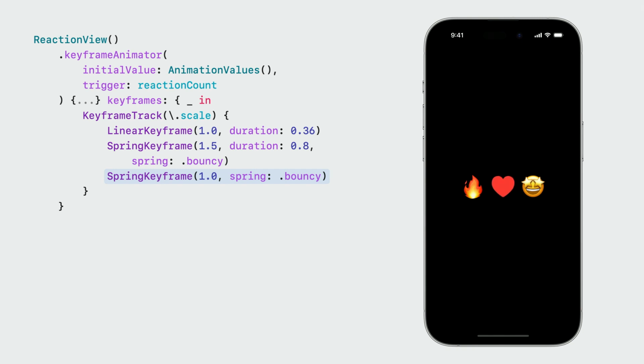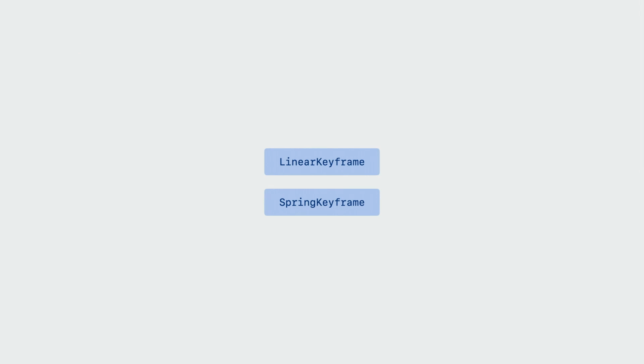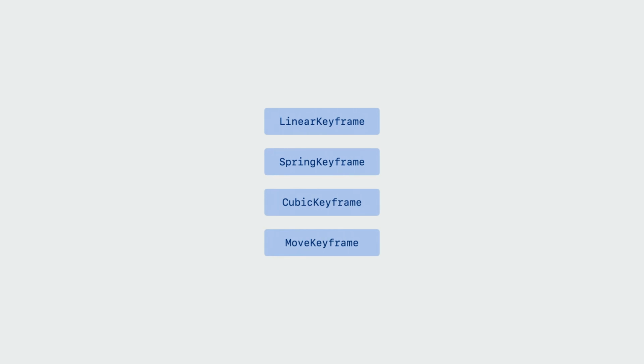The different kinds of keyframes control how values are interpolated. Already, we've seen linear keyframe and spring keyframe. There are actually 4 different types of keyframes. I'll explain how they are different. Linear keyframe interpolates linearly in vector space from the previous keyframe. Spring keyframe, as its name suggests, uses a spring function to interpolate to the target value from the previous keyframe.